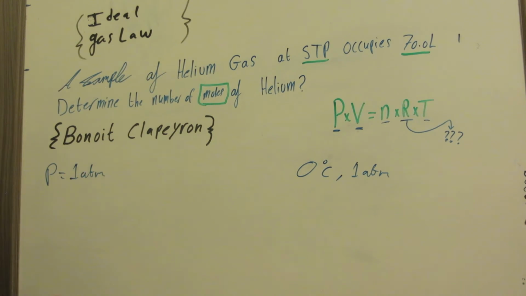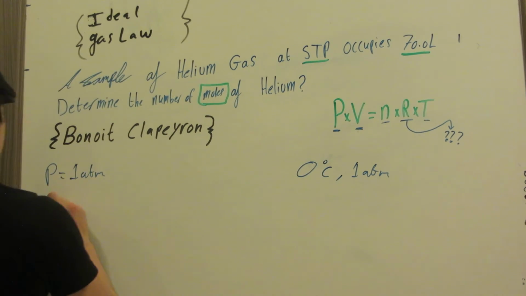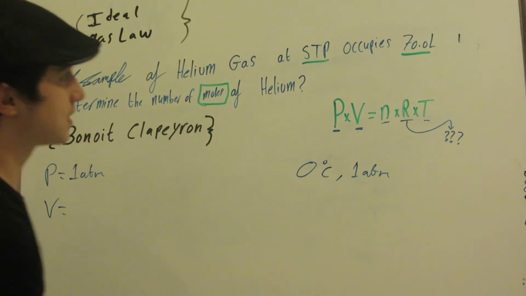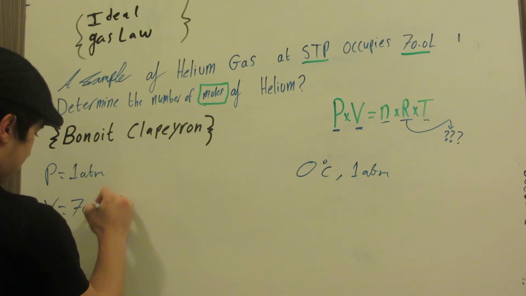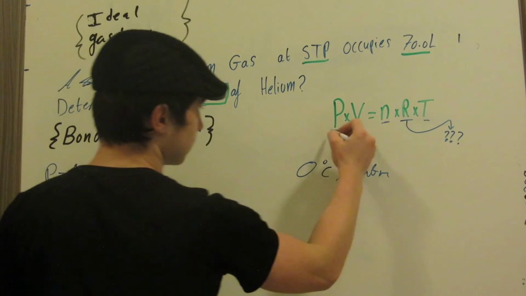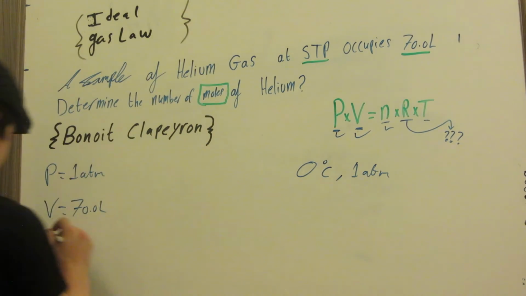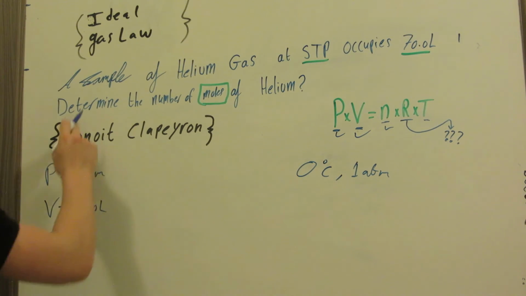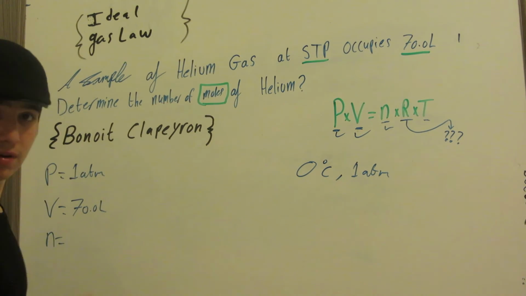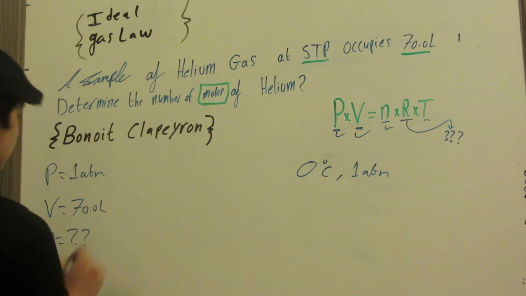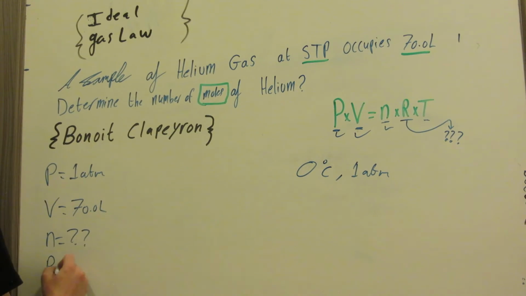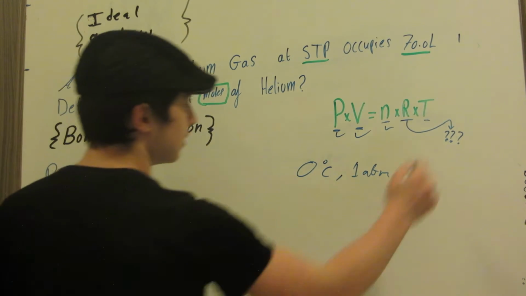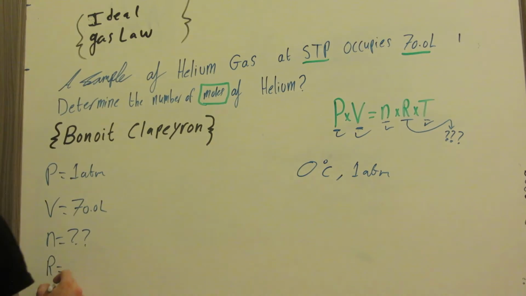Then we go with the other unit, V, volume. It mentions that it occupies 70 liters, which means this is the volume. Next, number of moles. Determine the number of moles, so it's just the unknown value. Next, R. What is the story behind R? We're going to talk about it right now. Next, T.